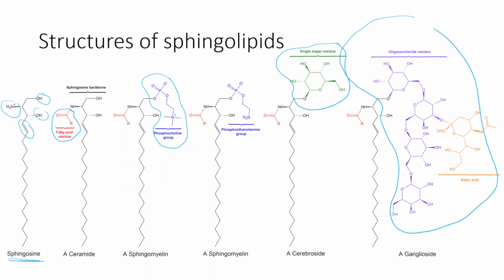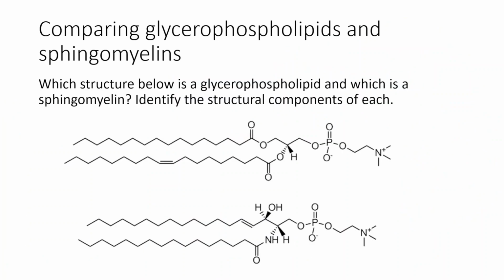Any other sphingolipid questions? Awesome. So that brings us to a picture where we're going to compare glycerophospholipids and sphingomyelins. Everybody take a few minutes to look at these two structures and tell me which one is a glycerophospholipid and which one is a sphingomyelin. And start thinking about all the different structural components that tell you which one's which. I'll give you a couple minutes for that, and then we'll go over it together.